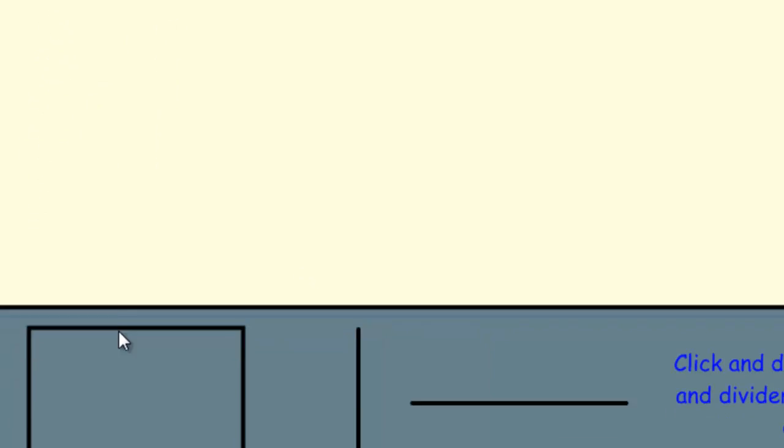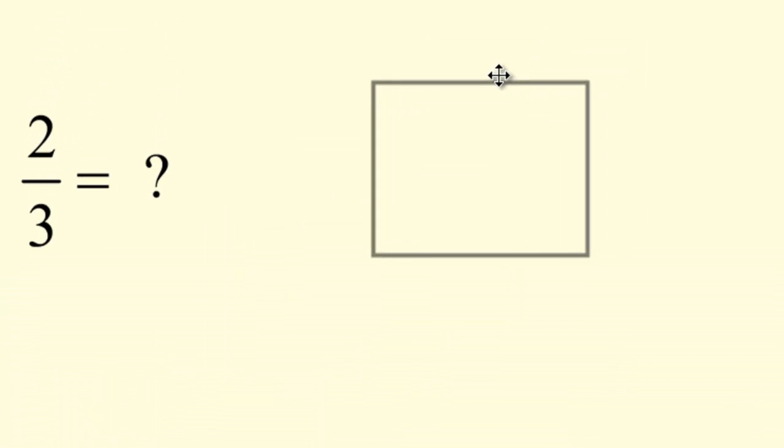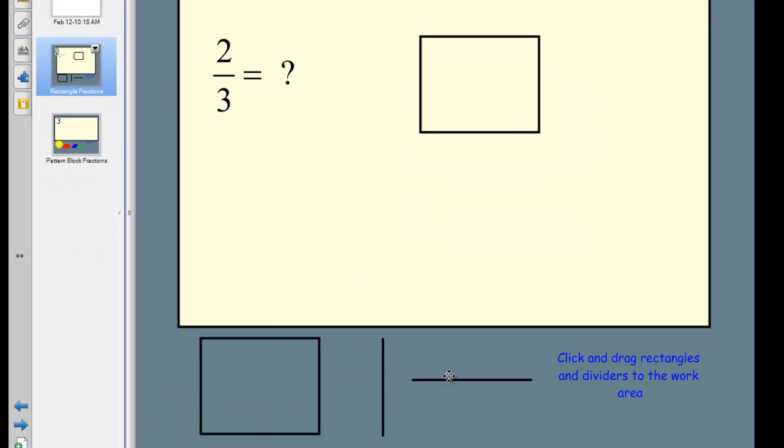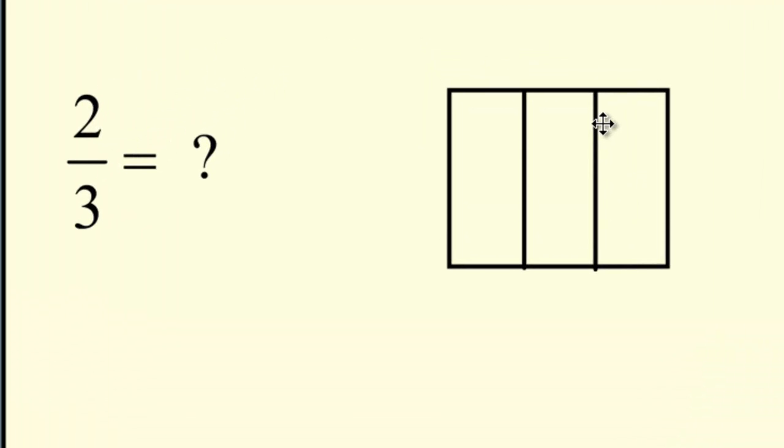Okay, what we'll do is we'll drag the rectangle onto the work area, and we're going to divide that rectangle using the horizontal or vertical dividers. I'll pick the vertical one, and I'm going to divide that rectangle into 3 parts. Now, we remember that 2/3 represents a fraction where 3 tells you how many parts the item has been divided into, and 2 is how many parts we're considering. So I'm going to color my 2/3 part of the picture.